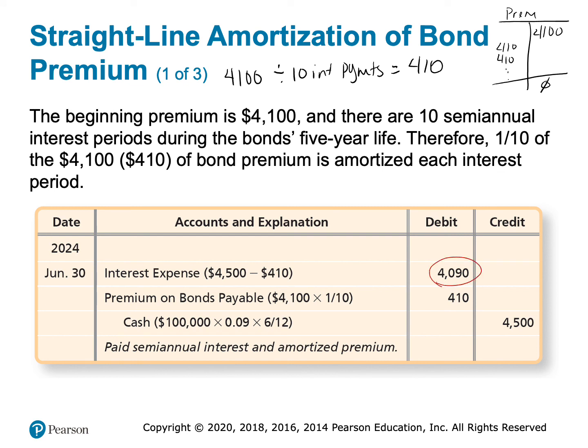It's for less. You can think of the premium as kind of being a bonus. It reduces my interest expense. The actual cost of borrowing now will be less because I got this bonus. I got this premium that I do not have to pay back. That $4,100 is never paid back to the bondholders. I just get to keep it. So I'm going to credit cash for my $4,500, debit the premium to reduce it, and then debit the interest expense for the difference.